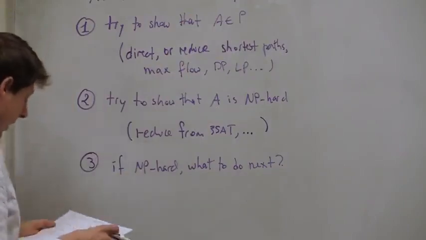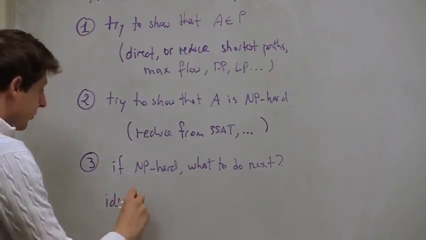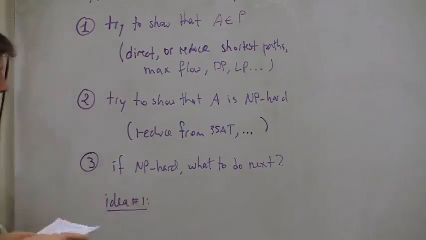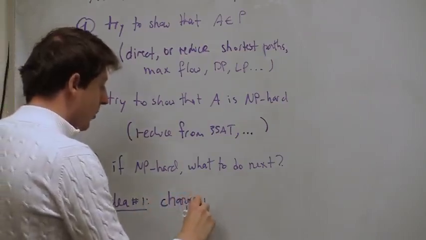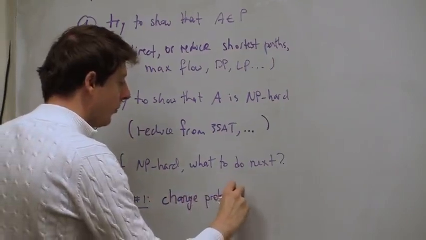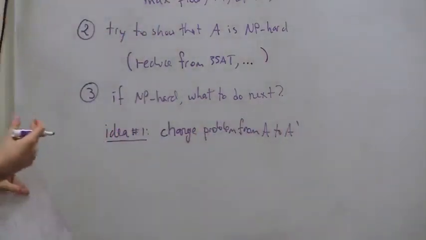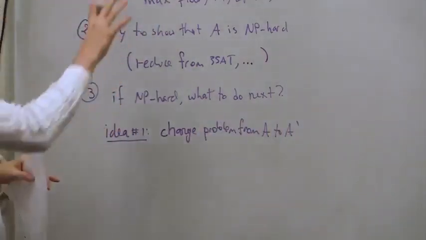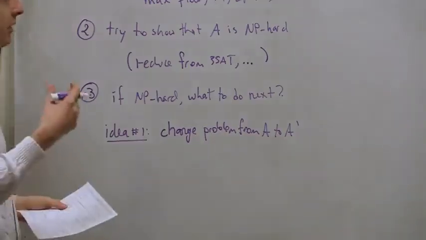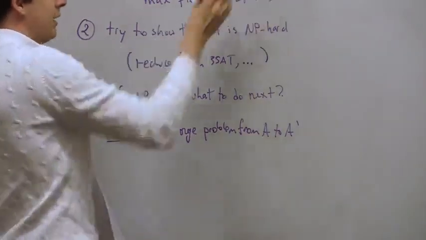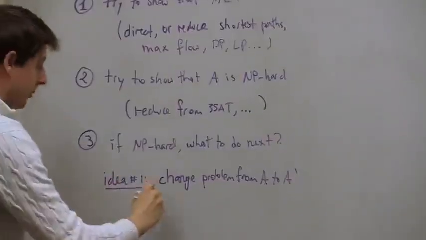So one idea could be to change the formulation of the problem. Change the problem from A to A prime. Maybe A prime is a little bit more specific, a little bit different. There are different ways to model some specific computation task. But maybe you don't need the full generality of A. Maybe that generality is exactly what makes the problem NP hard. So you can, for example, consider a special case.